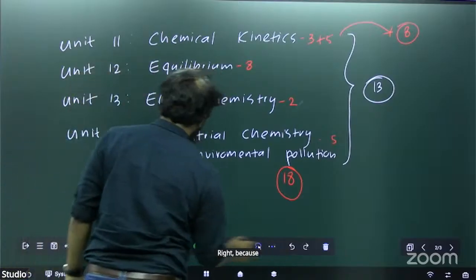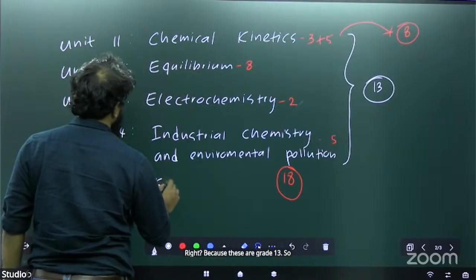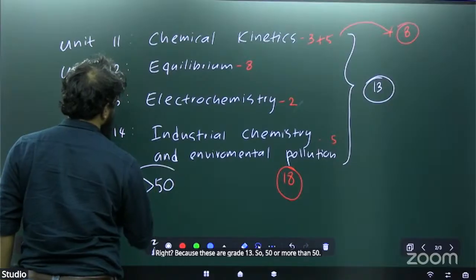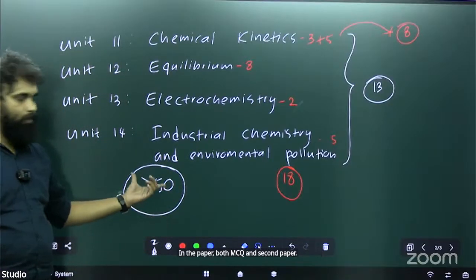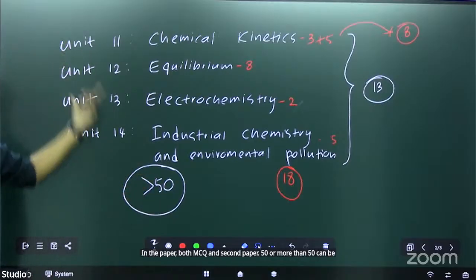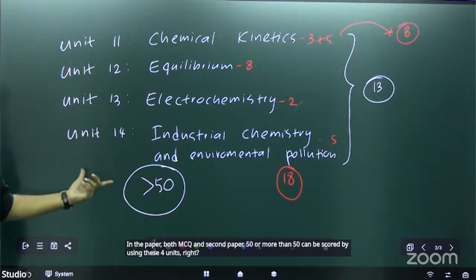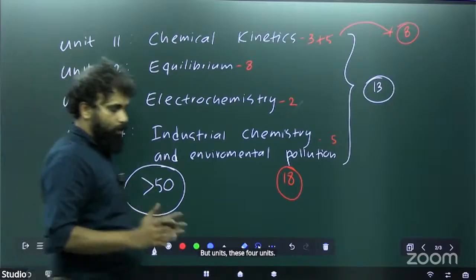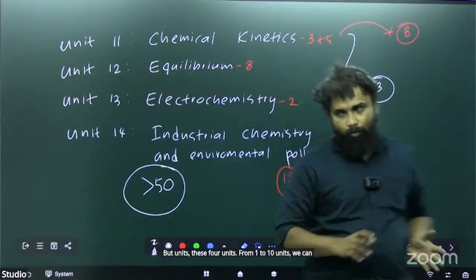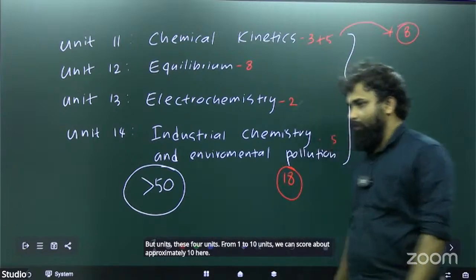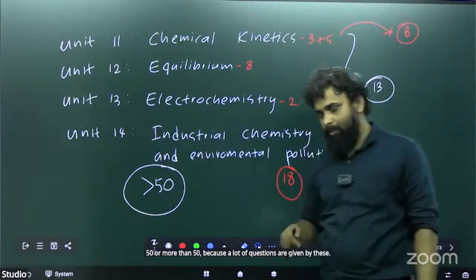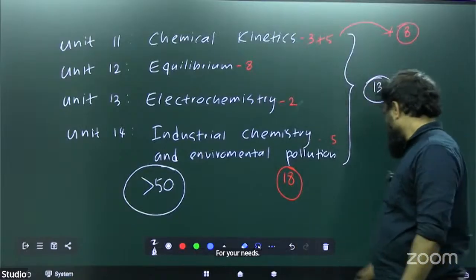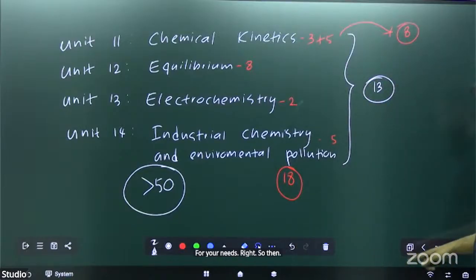Because these are grade 13 units, 50 or more than 50 marks in the paper, both MCQ and the second paper, can be scored by using these 4 units. From units 1 to 10, we can score approximately 50, and here 50 or more than 50, because a lot of questions are given from these 4 units. So today I will start the chemical kinetics part.